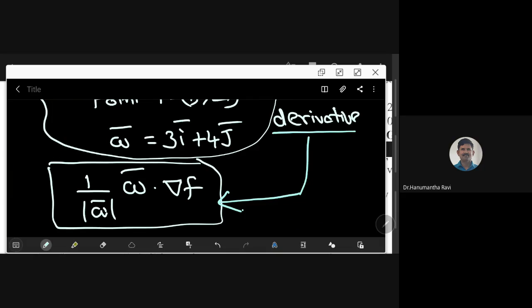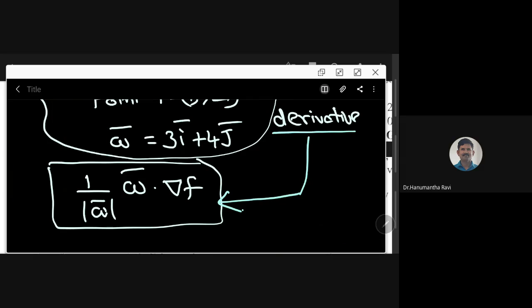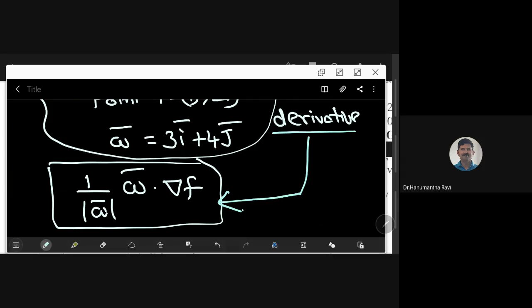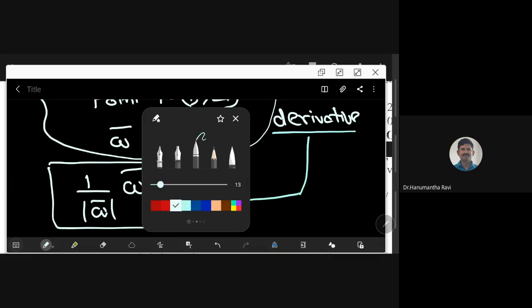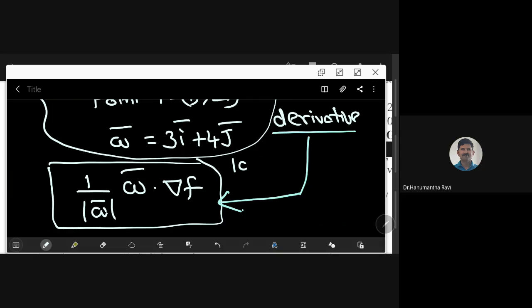Now we will calculate what is mod A bar. Mod A bar is, as I already told, the square root of the sum of squares of the coefficients of i bar and j bar in A bar, that is 3 square plus 4 square. So this is equal to square root of 9 plus 16, so it is square root of 25. Taking the positive square root, it is 5.